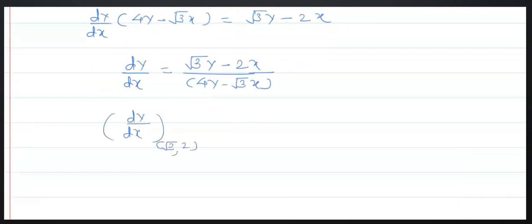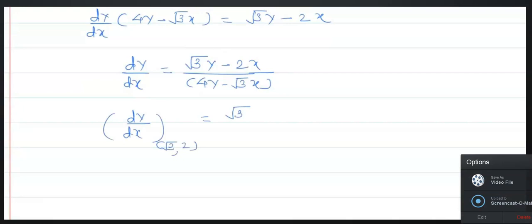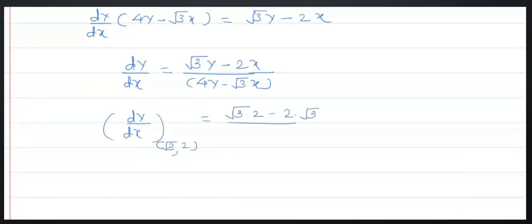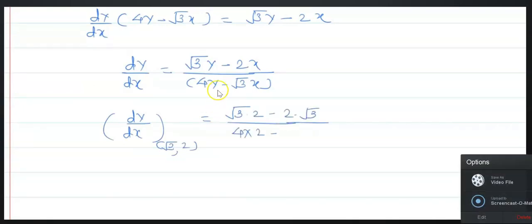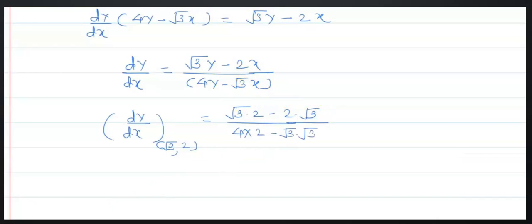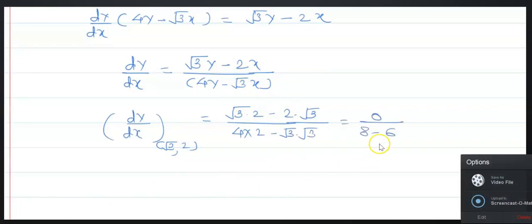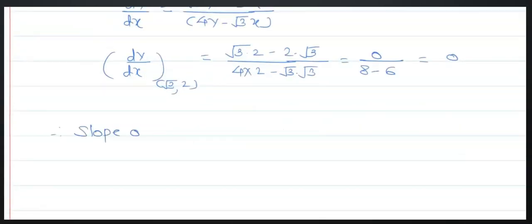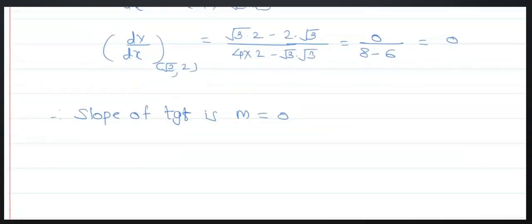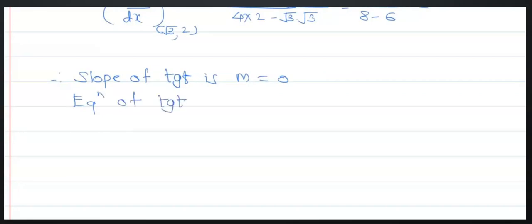Therefore, dy/dx at the point (√3, 2): put in the values. The value of y is 2, the value of x is √3. That is (√3 into 2 - 2√3) upon (4 into 2 - √3 into √3). After putting the values, we get 0. That is nothing but parallel to the x-axis.